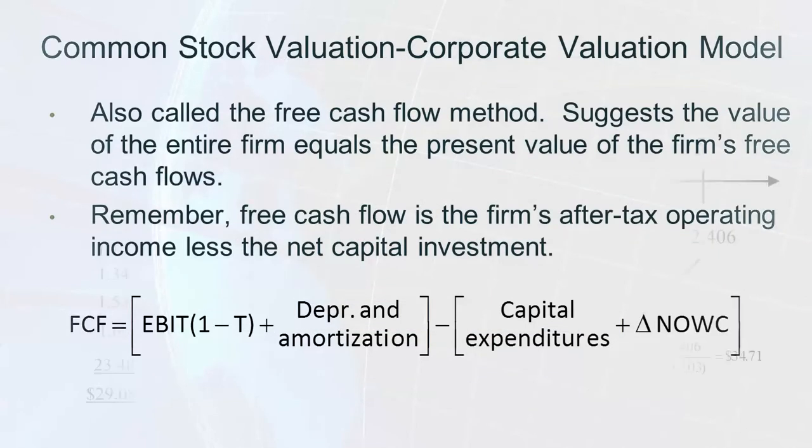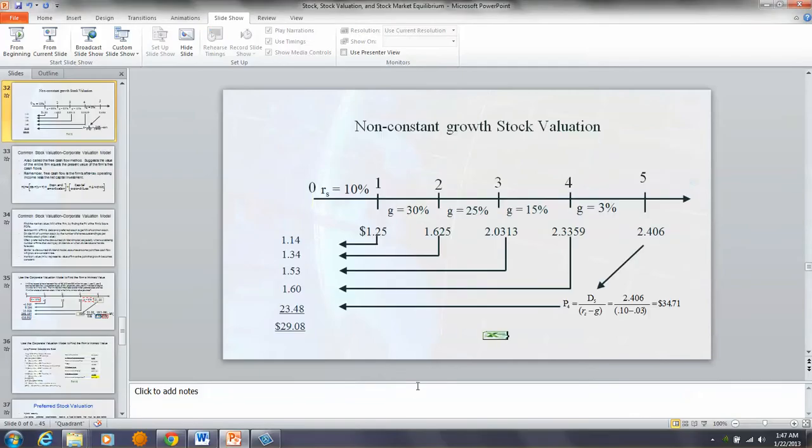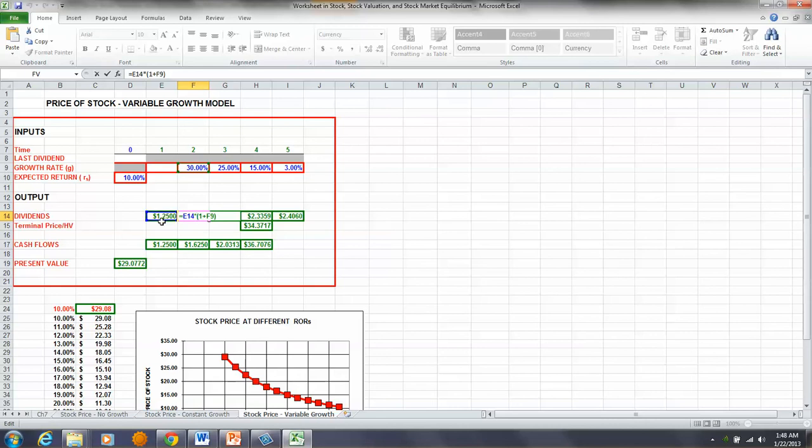Okay, so let's look at an example of how to do this problem in Excel. Okay, so let's open the Excel file here. So basically your dividend for year 1 is $1.25, and your first dividend is going to increase by 30%, so year 2 is going to be 30%. So if you multiply your dividend in year 1 by 1 plus 30%, it's going to give you your dividend in year 2.